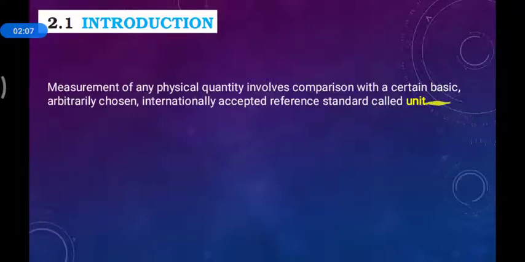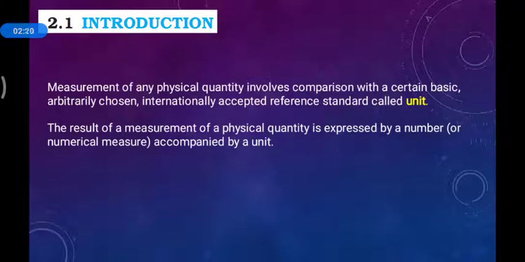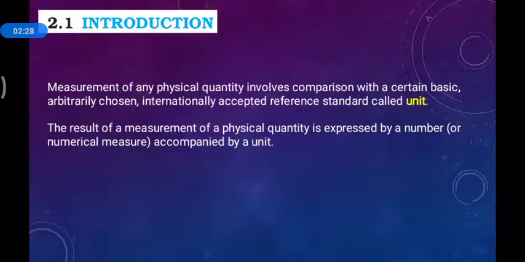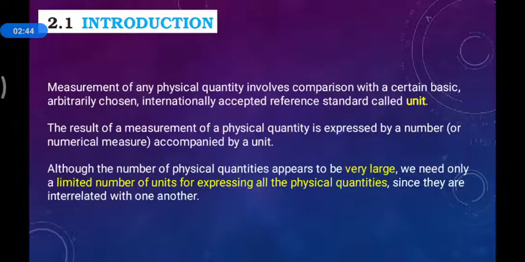You should have a certain basis, an arbitrarily chosen, internationally accepted reference, which is named as 1 unit. So that is your 1 kg, it's your 1 unit. This is the way that for any physical quantity you want to measure, you need a unit. The result of measurement of a physical quantity is expressed by a number. As I said earlier, if you measure anything, you express it by numbers. But just numbers can't do anything, so it is accompanied by the unit. That is very important in physics.